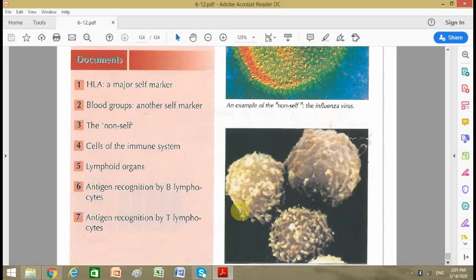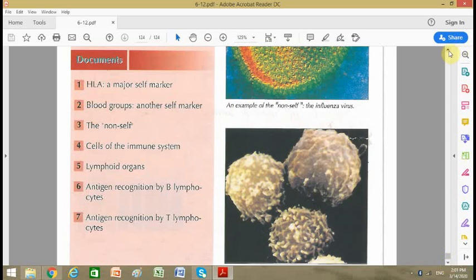Our new unit is about the immune system. This unit is divided into 3 chapters. The first one is about the organization of the immune system. The second one is about the immune response, how it takes place, and the third one is about the disorders of the immune system. So today we will start talking about the organization of the immune system.